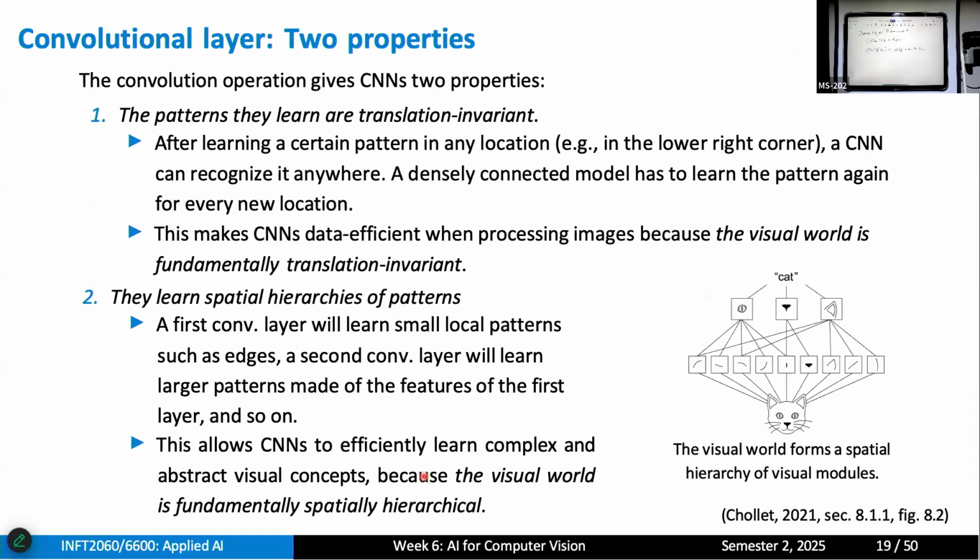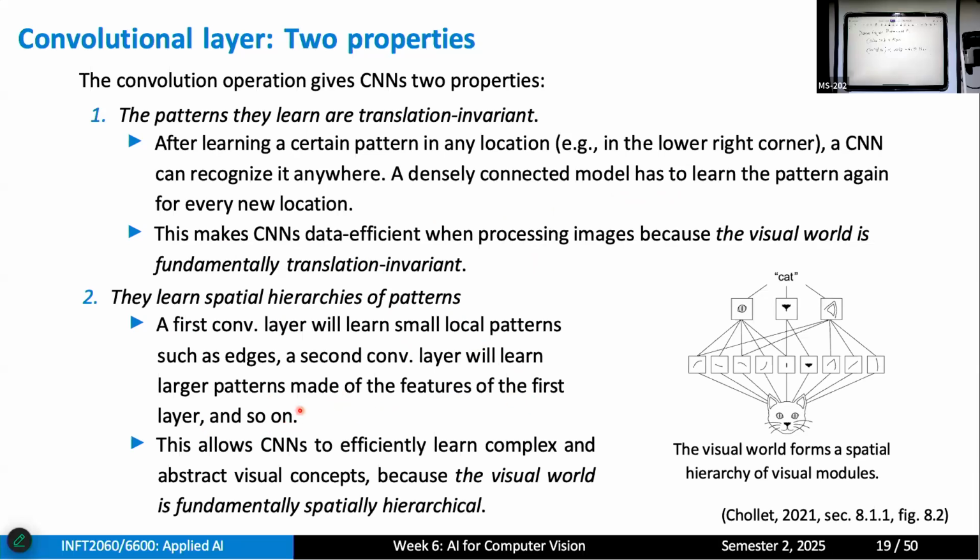The patterns they learn are translation invariant. After learning a certain pattern in any location, a CNN can recognize it anywhere, and a densely connected model will have to learn the patterns again for every new location. This makes CNNs data efficient when processing images because the visual world is fundamentally translation invariant. And they learn spatial hierarchies. For example, the first convolutional layer tries to learn small local patterns such as edges. And the second convolutional layer would try to learn larger patterns made of the features of the first layer.